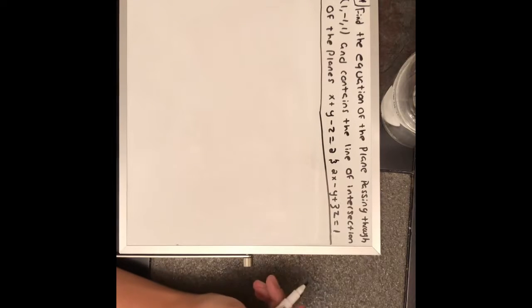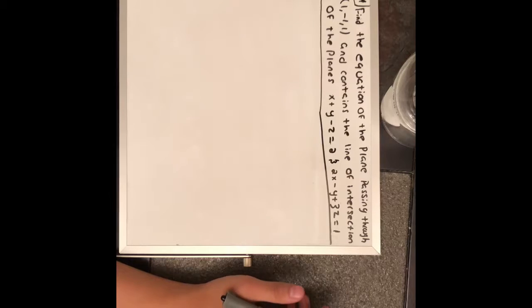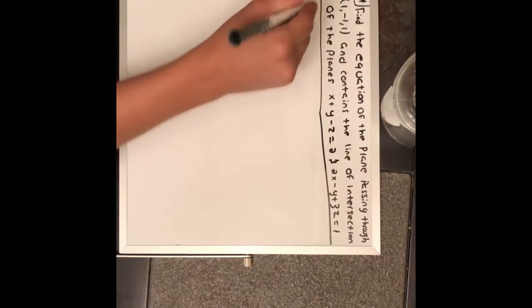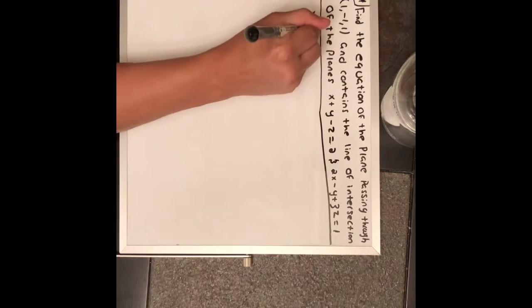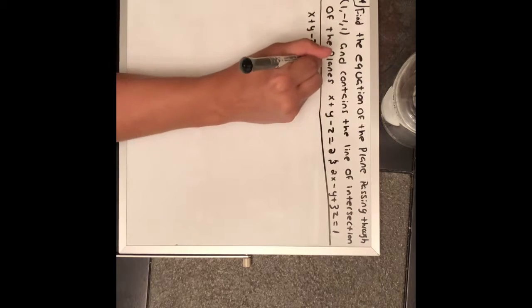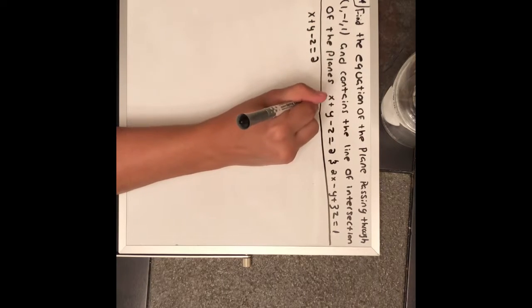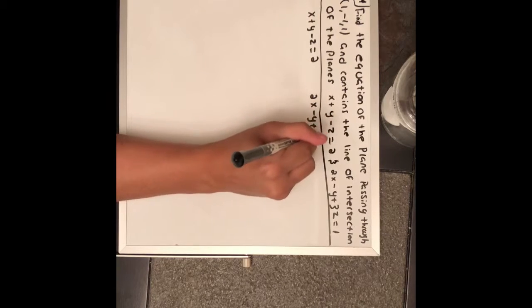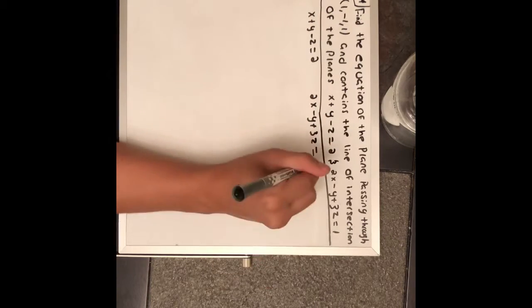The problem asks to find the equation of the plane passing through (1, -1, 1) and containing the line of intersection of the planes x + y - z = 2 and 2x - y + 3z = 1. So let's write out what we're given: x + y - z = 2, and 2x - y + 3z = 1.